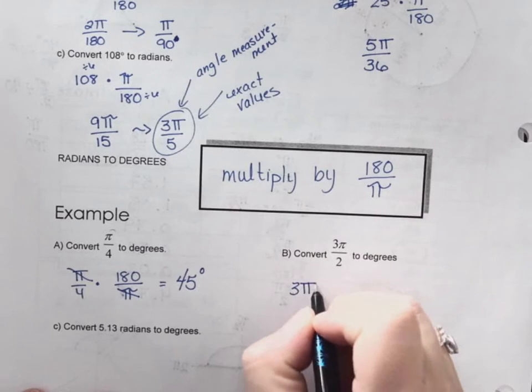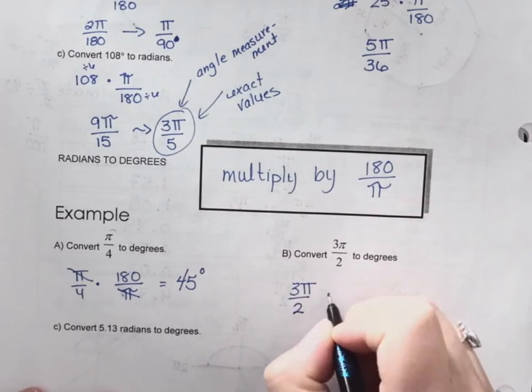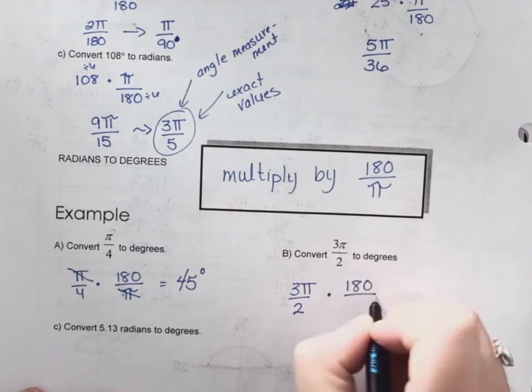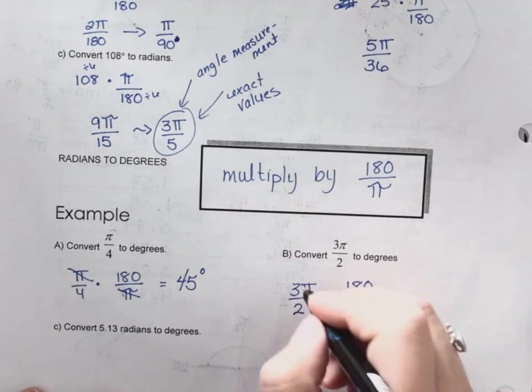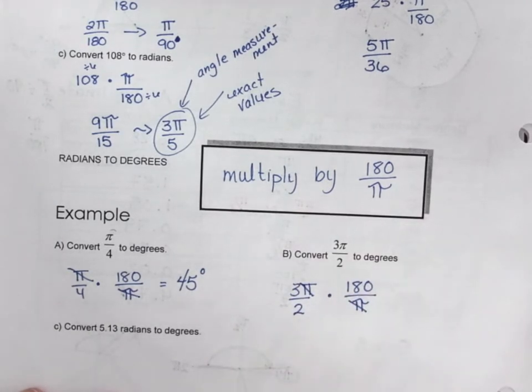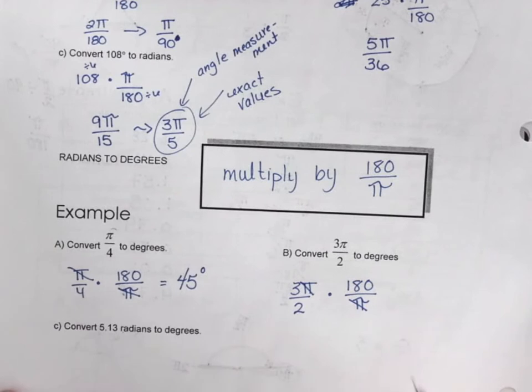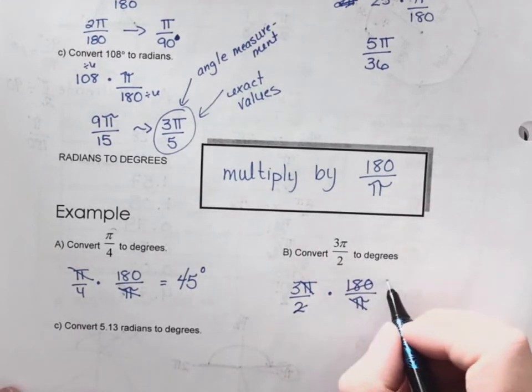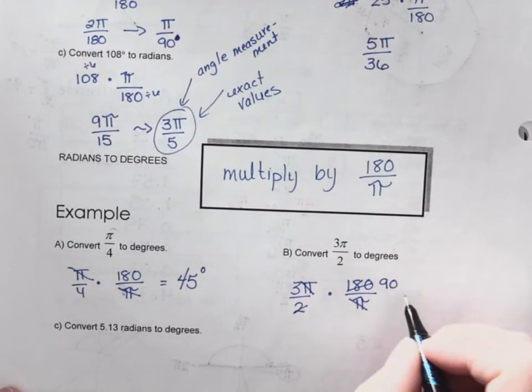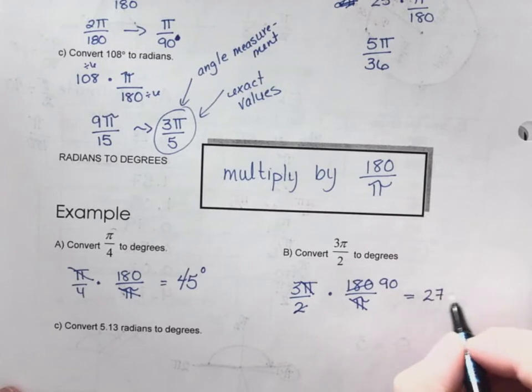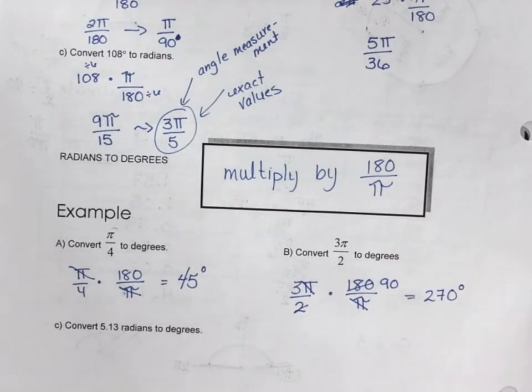3 over 2 pi we know from our table. 270. So what I'm going to do here, obviously my pi's cancel out, but 2 goes into 180, 90, 3 times 90 is my 270. So I'm going to get a little bit better at doing these quick tricks to help me have smaller numbers so that they're not so hard to deal with without a calculator.